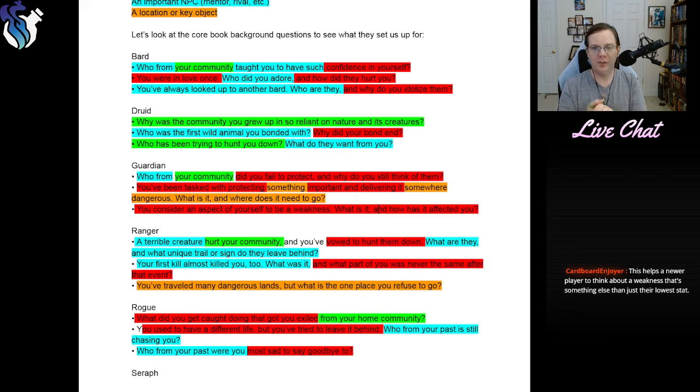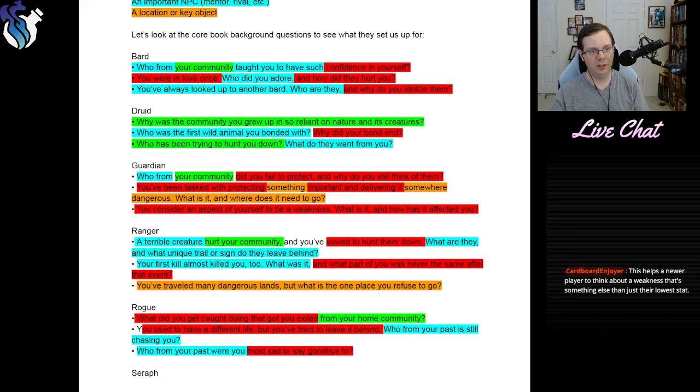Cardboard Enjoyer says, this helps a newer player think about a weakness that's something else than just their lowest stat. Absolutely, right? I think you could use a low stat, but something that they consider a weakness also suggests and leaves more room for other people don't see this as a weakness, right? Other people see this as a strength, or they just see it neutrally.